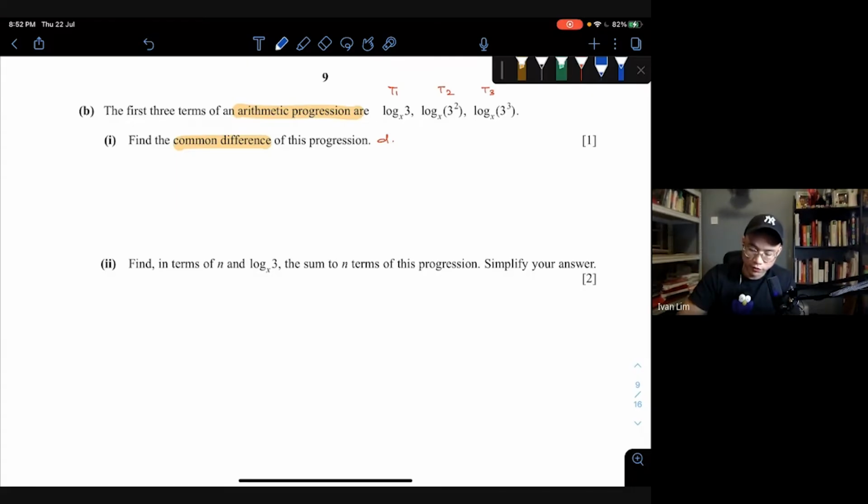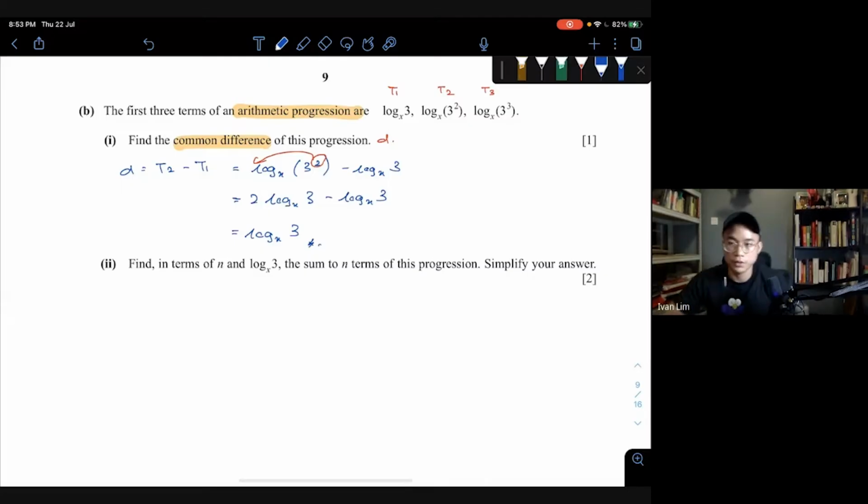So for me to find D, T2 minus T1, you can write it like that: log x^3 squared minus log x^3. This one I can use the power rule, bring it down. It will be 2 log x^3 minus log x^3, which is log x^3. So this is my answer. Log x^3 is the value of D.